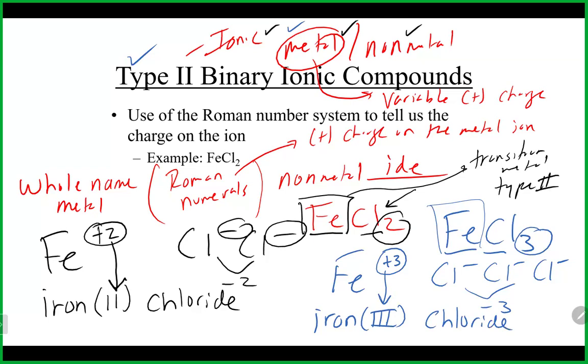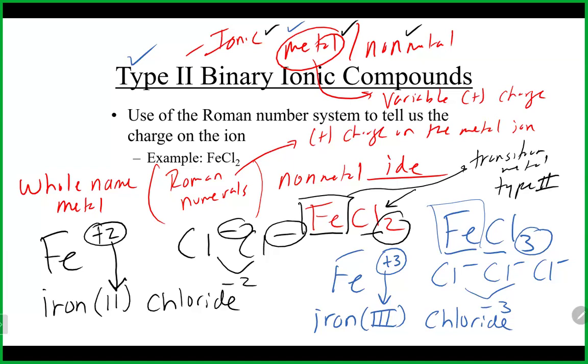So the reason we need the Roman numerals is to tell people that in the first case, we're dealing with the iron that has a +2 charge, and in the second case, we're dealing with the iron that has a +3 charge. The reason we do not need a Roman numeral for type 1 is that no matter what the situation is, something like sodium is always going to be +1. So it's like a known thing. You don't need to tell somebody it's going to be +1 because it cannot be anything other than +1.